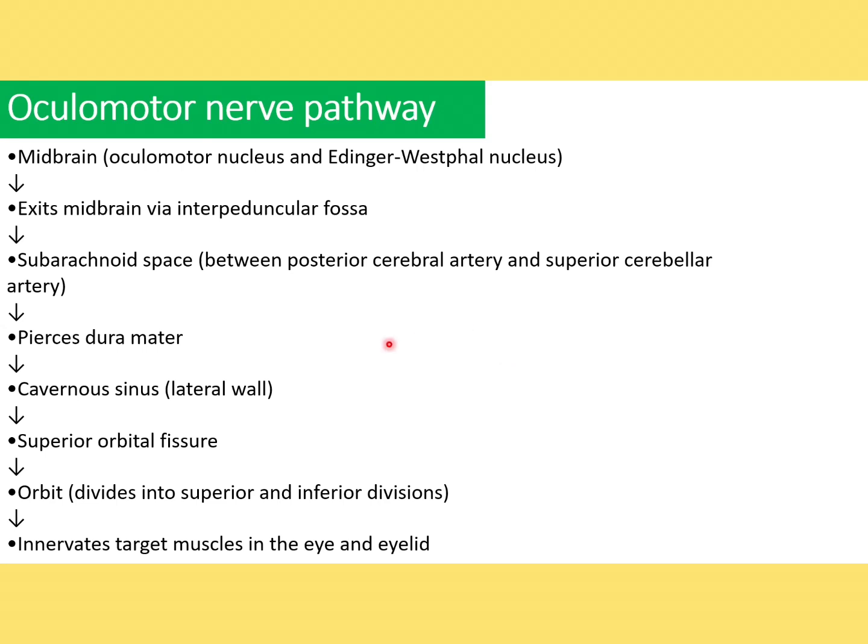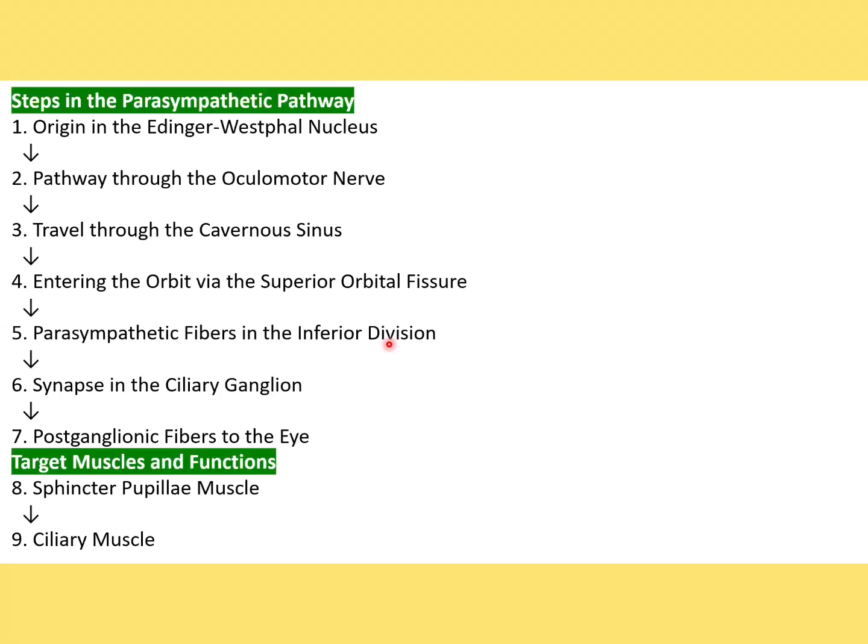But as I told you earlier, there is a parasympathetic pathway also there. So the parasympathetic pathway of the oculomotor nerve controls the important functions of the eye. I'm talking about the pupil and lens. So here is its journey.